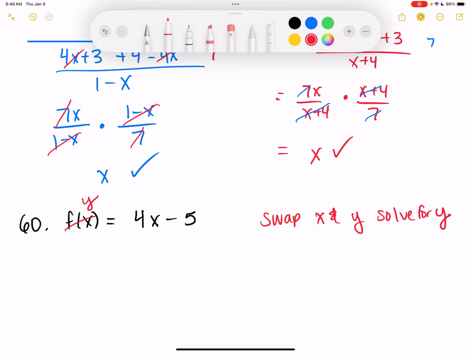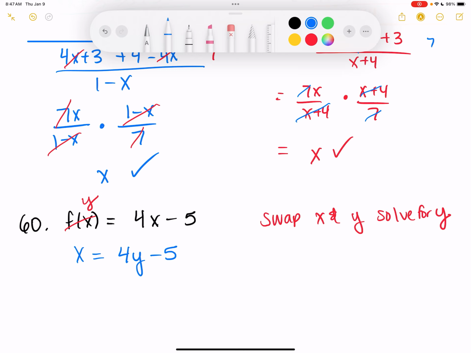So the first thing we do is swap x and y. So that means wherever y is, I put x. Wherever x is, I put y. And if there are multiple x's, we have multiple y's in the problem. We'll have that in a minute. We don't have that one in this one. But so I'm going to have x equals 4y minus 5. So that's the first thing.